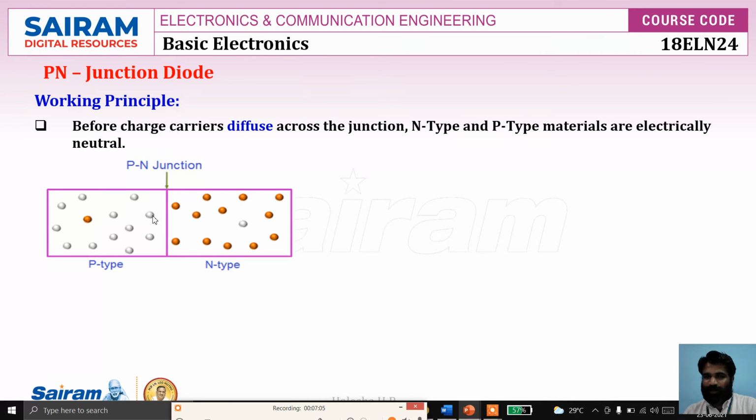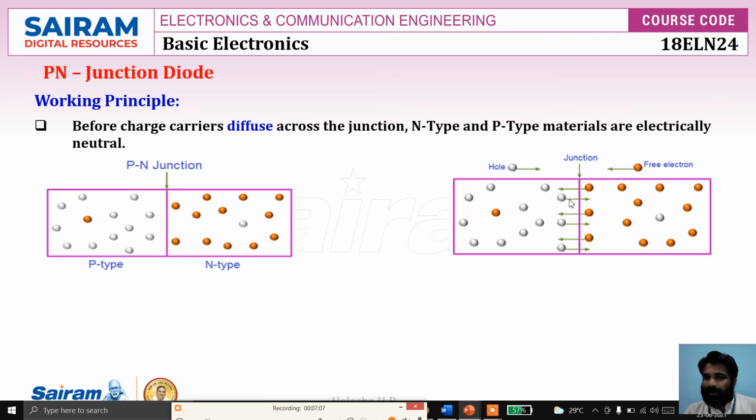When they start diffusion, see, holes start to move towards the N-type because electrons are negative charge, they attract the positively charged particles, that means holes. Similarly, this positive charge attracts the negative charge, so electrons start moving towards the P-type and holes start moving towards the N-type. This is called diffusion of charge carriers. When they diffuse, it forms a junction.